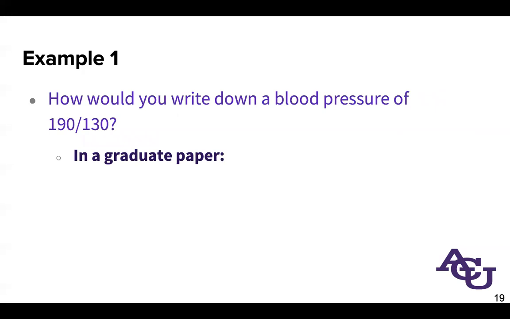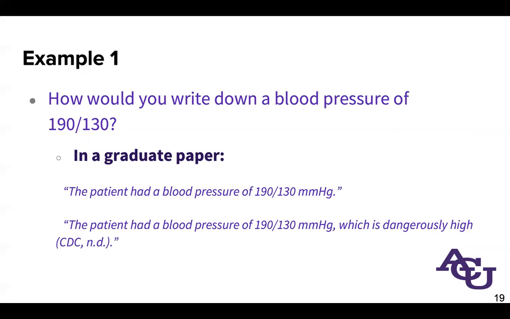Or if we're writing instead in a graduate paper, you might write it down more narratively. The patient had a blood pressure of 190 over 130 millimeters of mercury. Or add some interpretation. If you're just listing, oh, here are all the stats, you might use the first. But if you're explaining why something was done or needed to be done, well, we need to explain why. The patient had a blood pressure of 190 over 130 millimeters of mercury, which is dangerously high. And not just say it's dangerously high, but show how you know that. In this case, with a supporting citation, CDC, n.d.